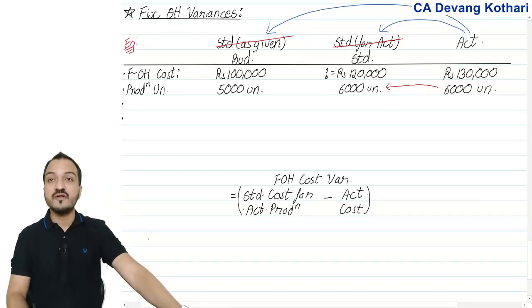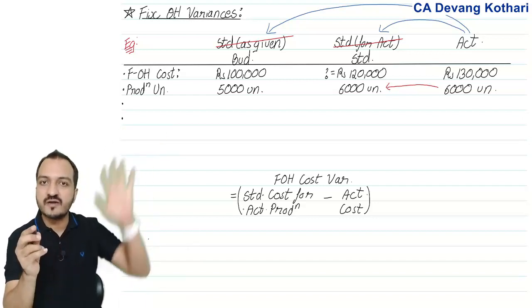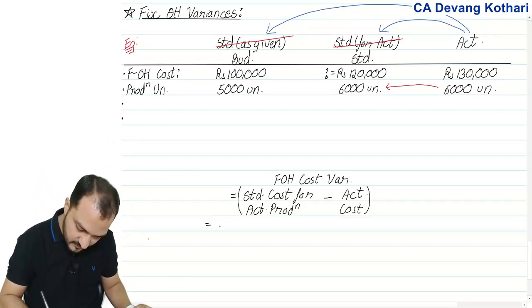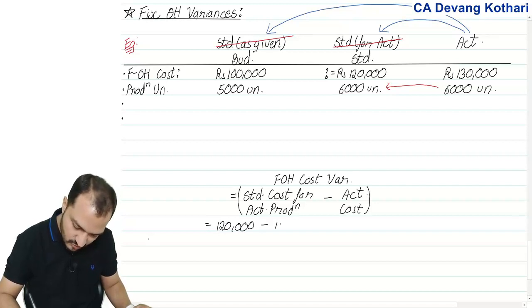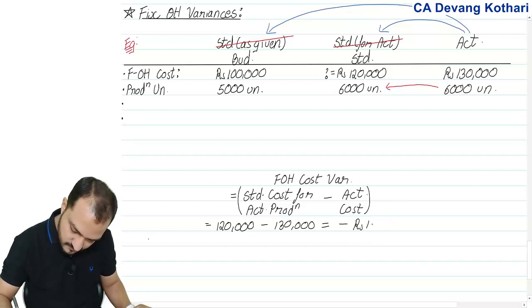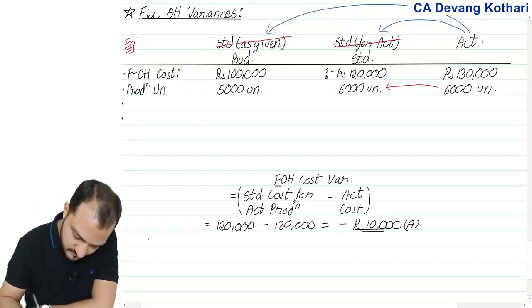So you notice I have given the formula as my routine formula, the same formula which I have used since the starting of the chapter. Standard cost for actual production minus the actual cost: standard cost 1,20,000 minus actual cost 1,30,000, and that makes it a difference of rupees 10,000 adverse. This 10,000 adverse is my fixed overhead cost variance.